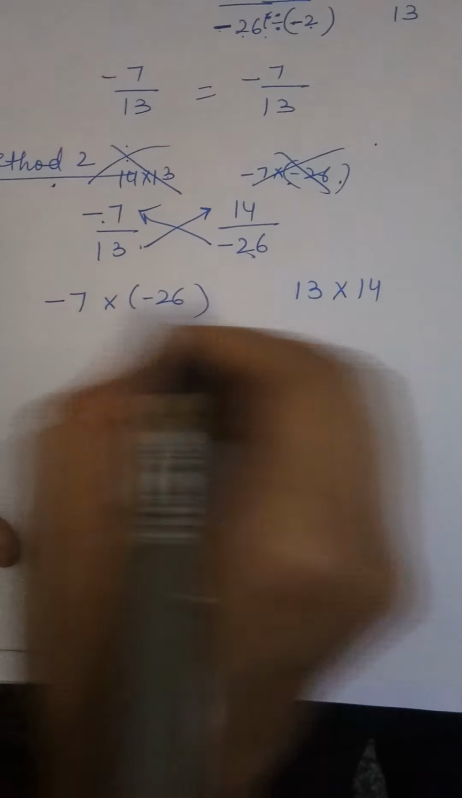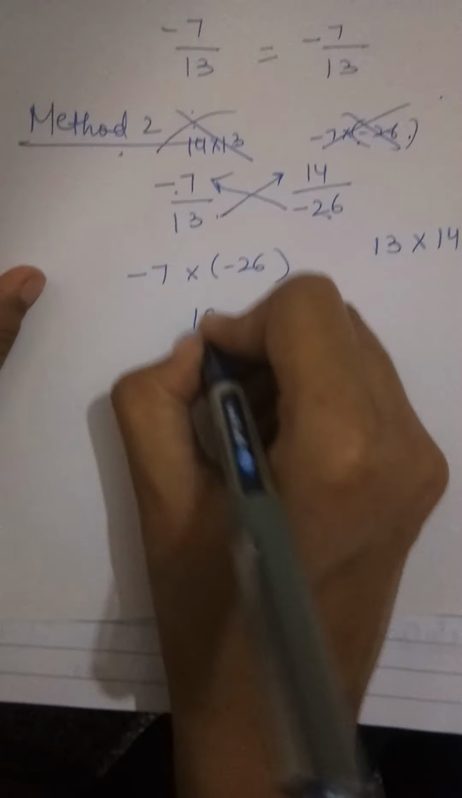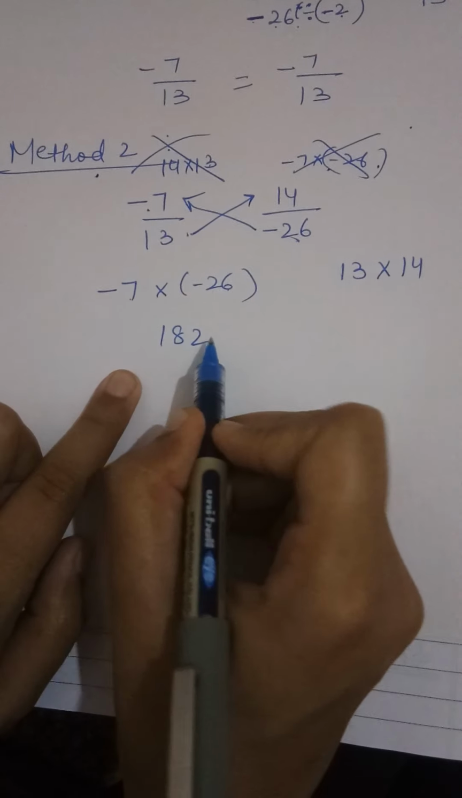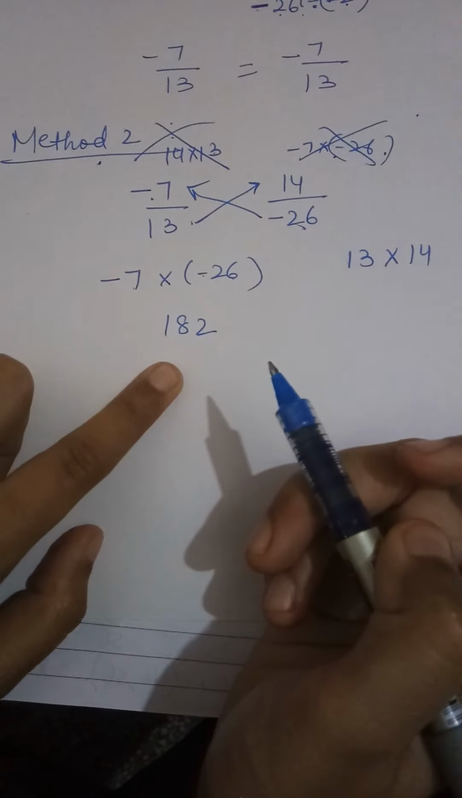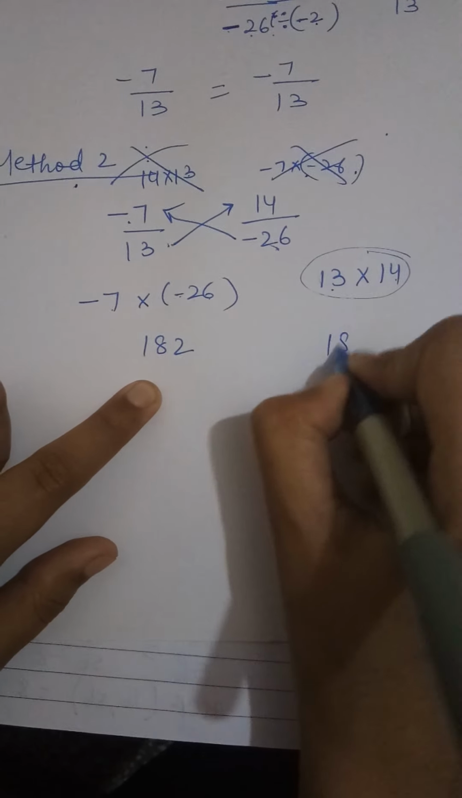Now let's multiply these two. When you multiply 26 by 7, you will get 182. And what is minus minus? Plus. So this is 182. And when you multiply 13 and 14, you will also get 182.